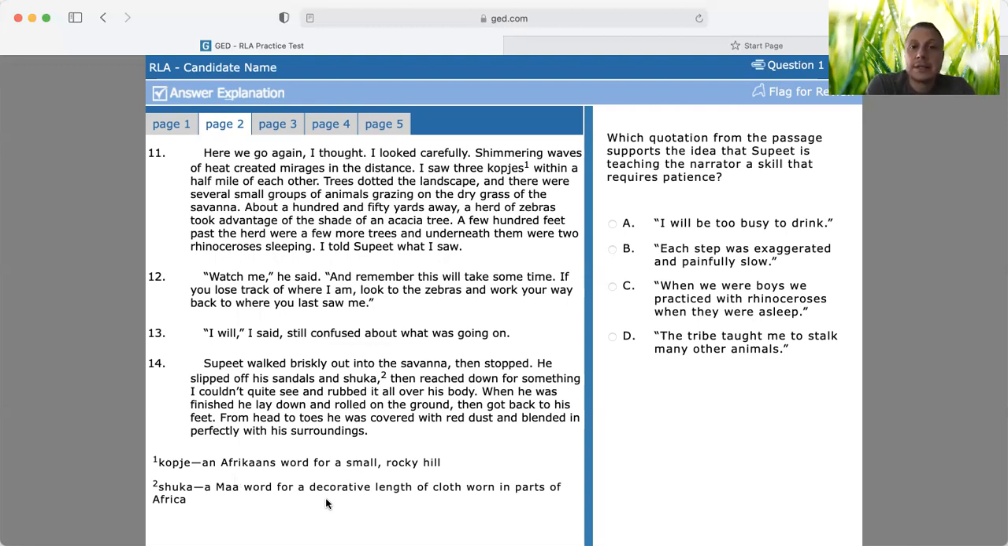So those are the citations at the bottom, letting you know what those words mean. They're important.